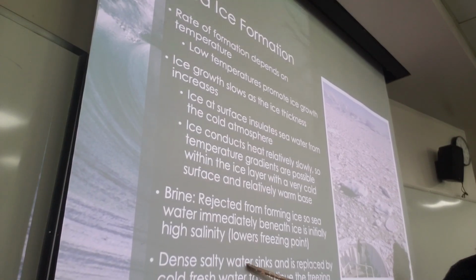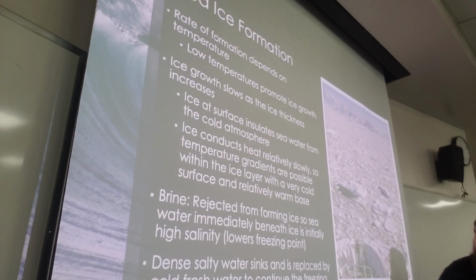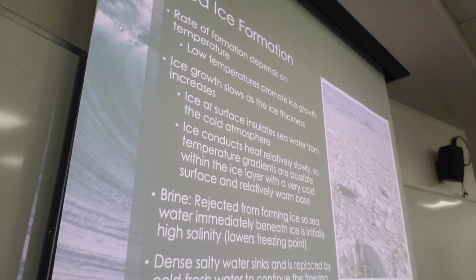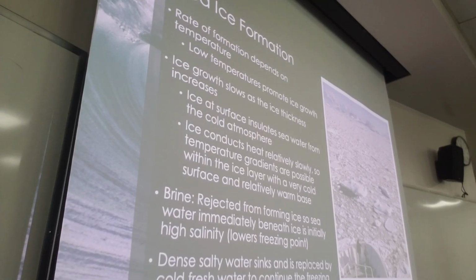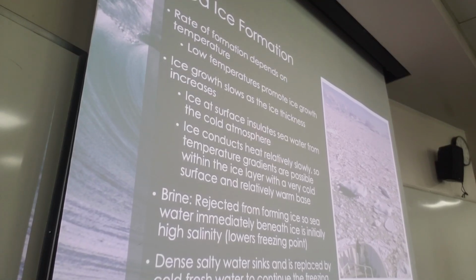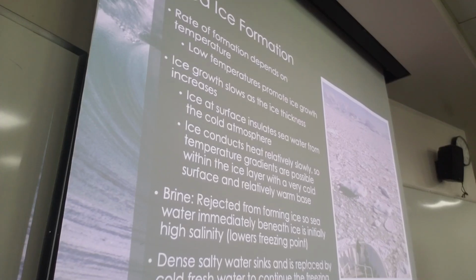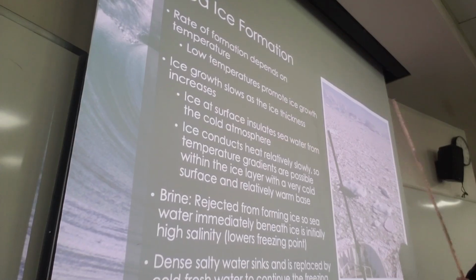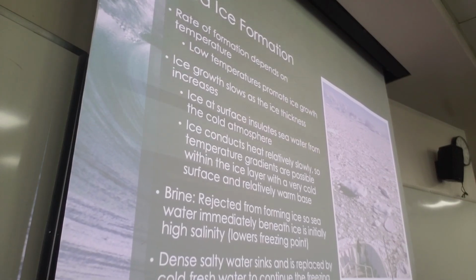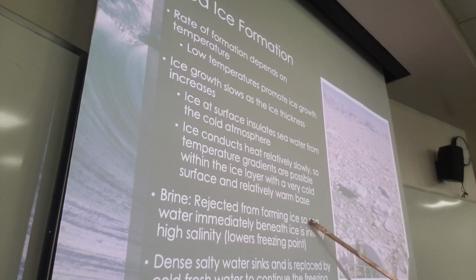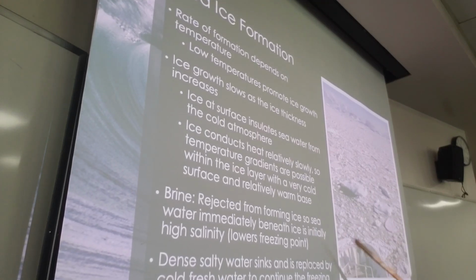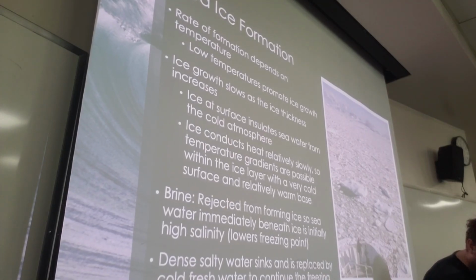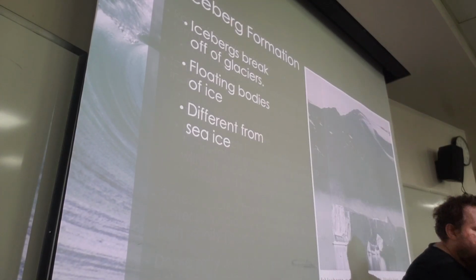And that water is also very cold, so that'll tend to sink down. And so you have this brine that's rejected from the bottom of the sea ice that's going to sink down, and that's replaced by cold fresh water from the surrounding areas. So key ideas here: obviously when we have low temperatures, a cold atmosphere, that promotes ice growth. But then as the ice gets thicker, it starts to grow more slowly because of the insulation effect. And then the third thing is we reject this very salty water out of the ice structure, and that's called brine. Okay, so that's sea ice.